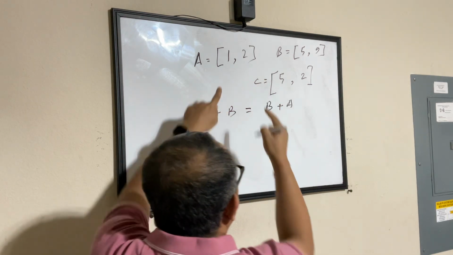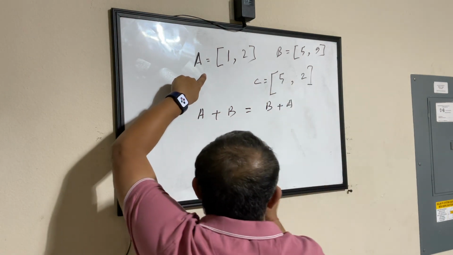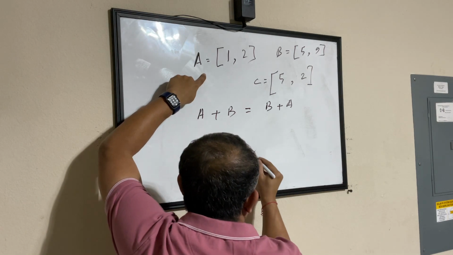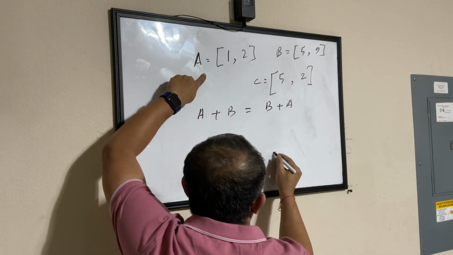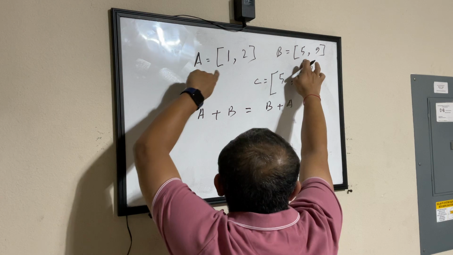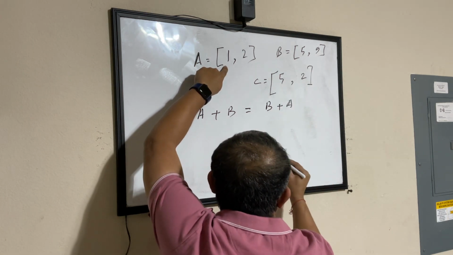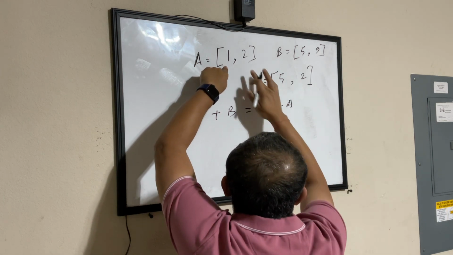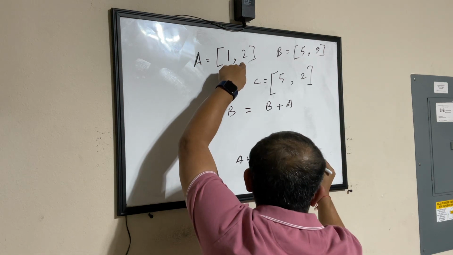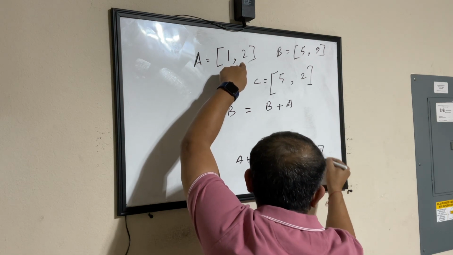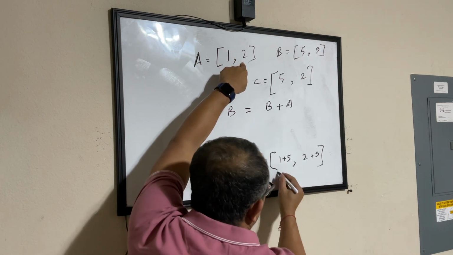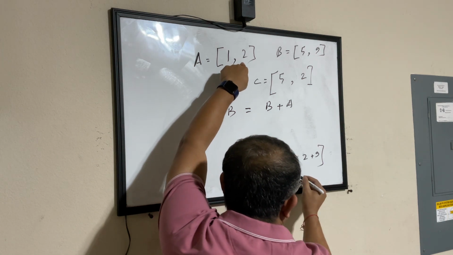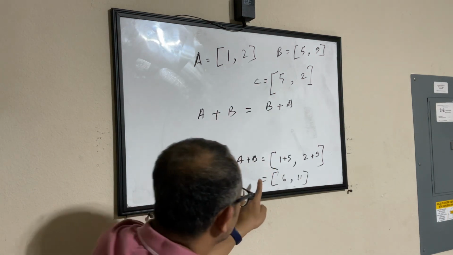Look at this situation, A and B here. When I say A plus B, what is the value of this matrix? First row, first column: 1 plus 5, I will add. 2 plus 9, first row, second column, I will add. What did I get? 6, 11. This is the value of A plus B.